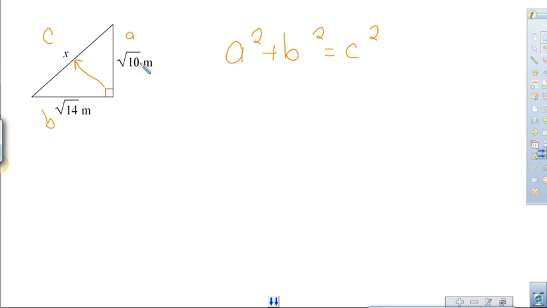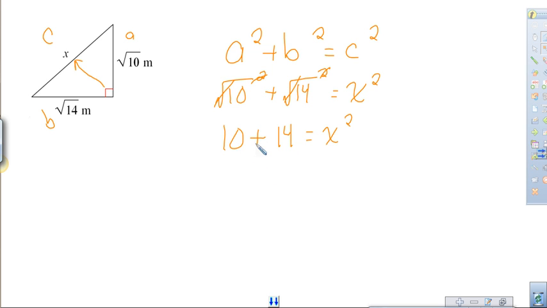So in this one, our A is the square root of 10 squared plus our B is the square root of 14 squared equals x squared. Then you just need to square each side. When you have a square and a square root, they cancel each other out, which is awesome. So this is just 10 plus 14 equals x squared. If they're on the same side of the equal sign, you add them. If they're on different sides, because you could be looking for A or B and know what C is, you would need to subtract. And so 10 plus 14 is 24, which equals x squared.